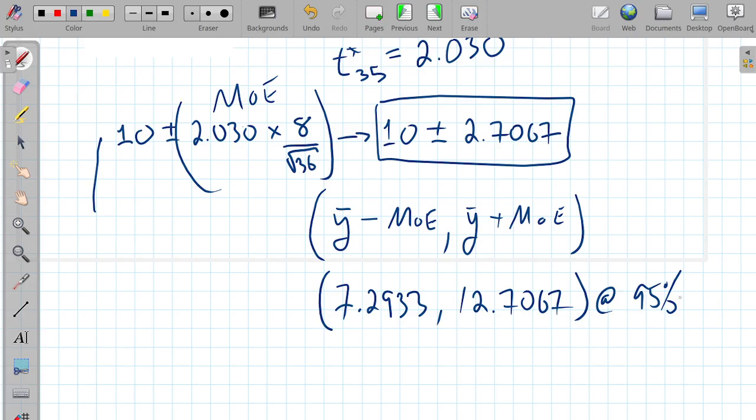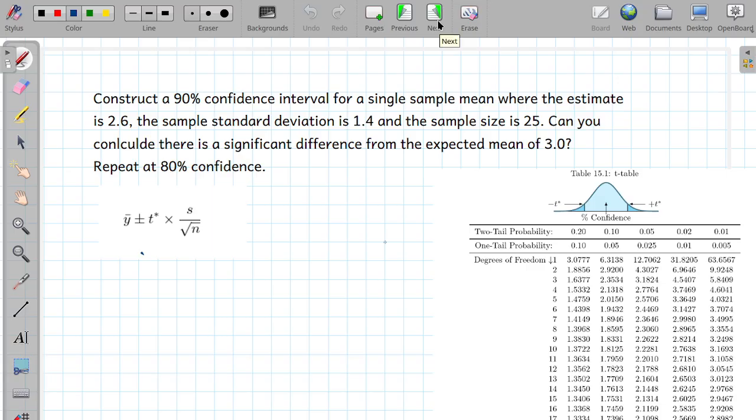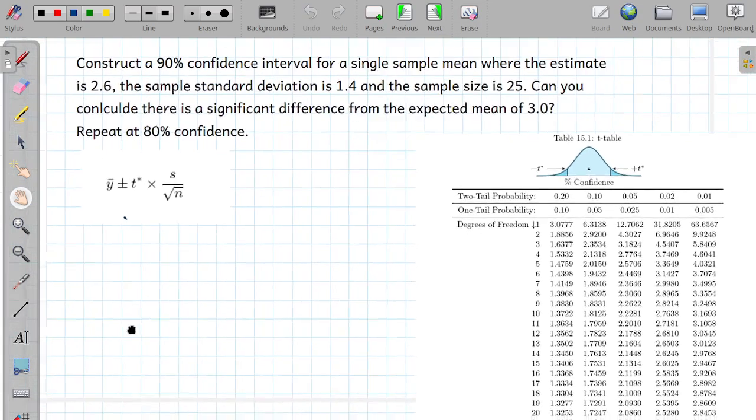At its most simple form, that is how to do a one-sample mean confidence interval. We're going to make these a little bit more interesting as we move on, but they don't get terribly complicated. Let's take a look at the next one. Now, what do we have here? Let's move this up a little bit.